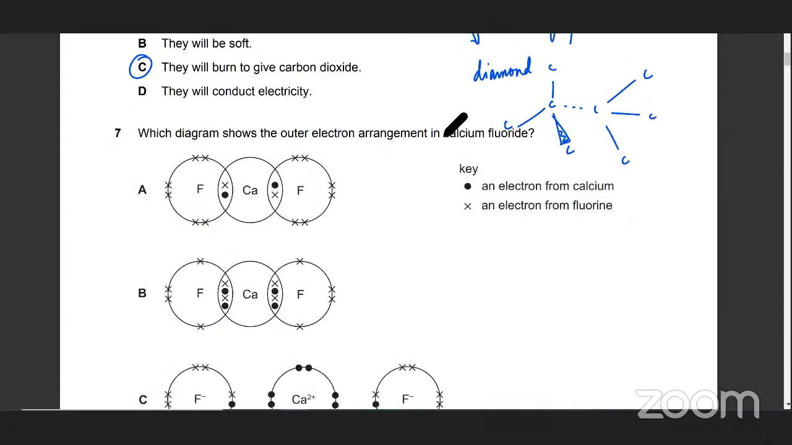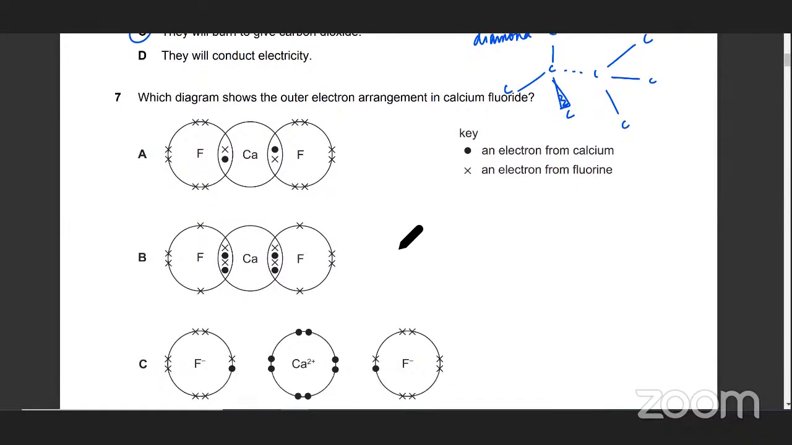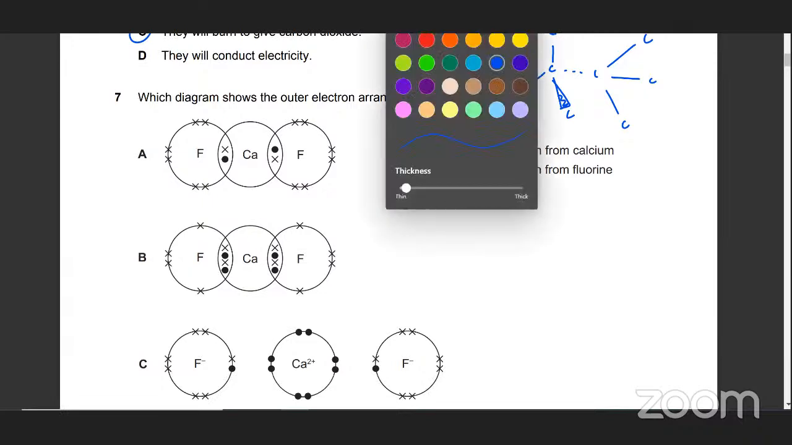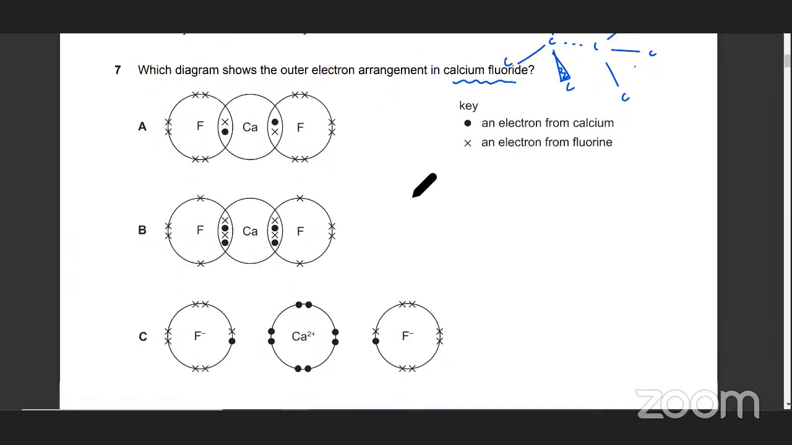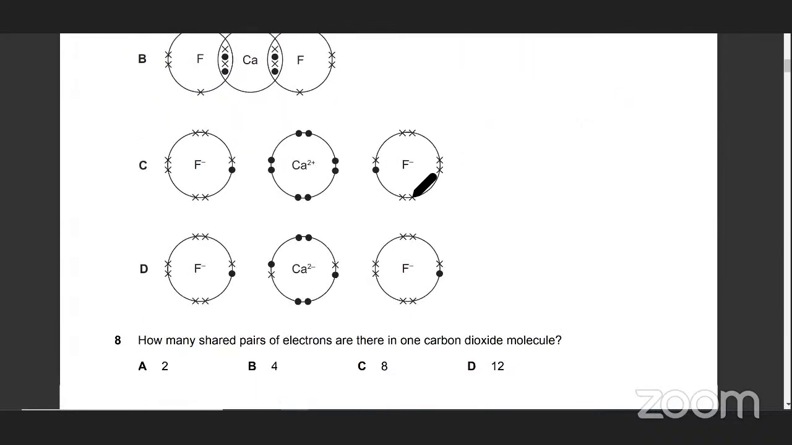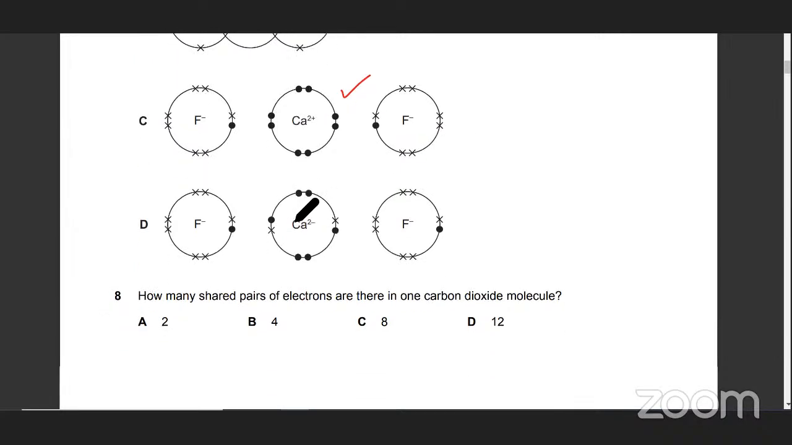Which diagram shows the outer electron arrangement in calcium fluoride? So first thing, is it covalent or ionic? Ionic. Covalent. No, it's ionic, metal and non-metal. Okay, so the metal loses electrons, the non-metal gains electrons, and it's going to be C. Calcium would lose 2 electrons because it's in group 2, and fluorine would need 1 electron. So one goes to this one, one goes to this one. This would be -1, this would be 2 plus.